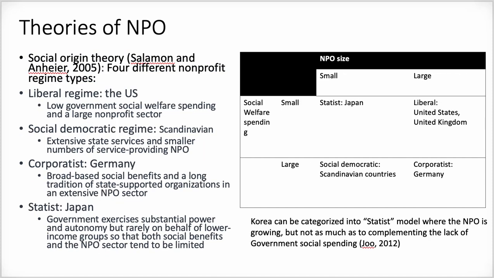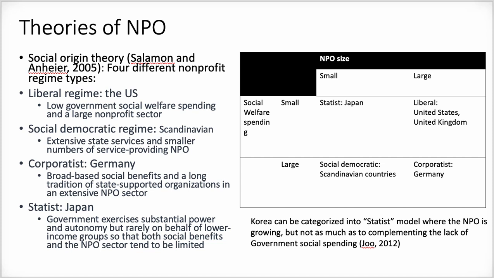And let's look at the theories related to NPOs. The first is social origin theory that suggests four different non-profit regime types. The first is a liberal regime, meaning low government social welfare spending and a large non-profit sector. The exemplary case is the United States. The second is social democratic regime, which means extensive state services and smaller numbers of services provided by NPOs. The example is Scandinavian countries.